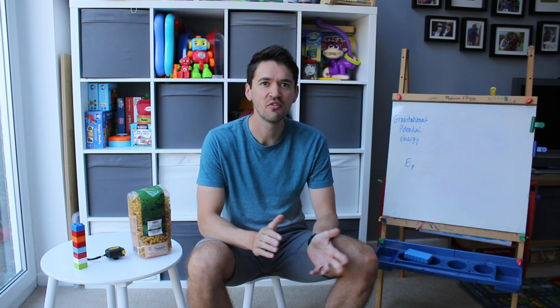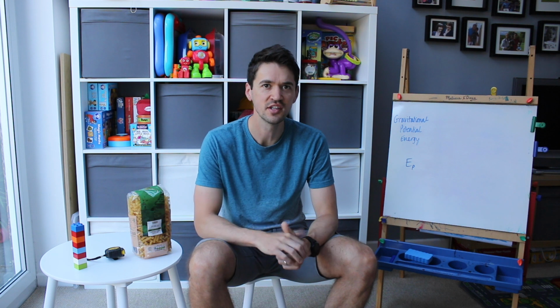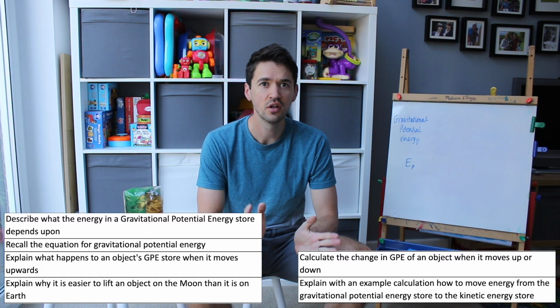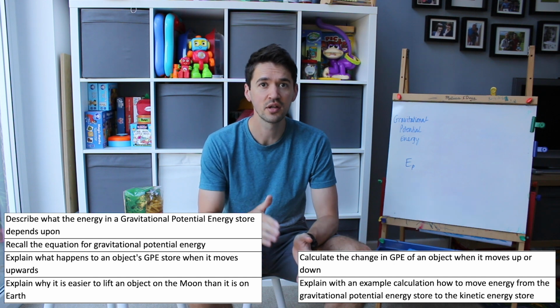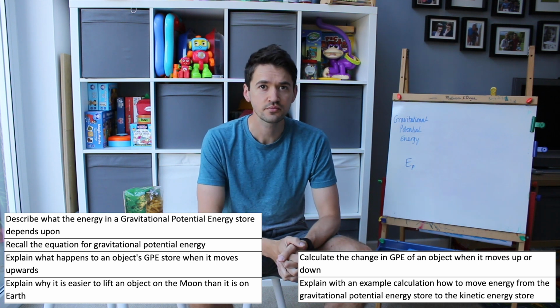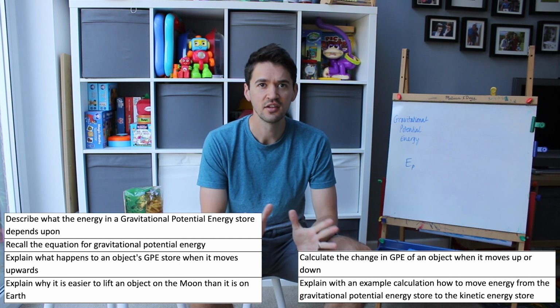This video has everything you need to know about gravitational potential energy for your GCSE. We're going to look at three main things in today's lesson. We're going to learn the equation for calculating the amount of energy in the gravitational potential store of an object. Then we're going to practice a calculation using that equation. We'll look at rearranging the equation, and the final thing we'll do is probably the most complicated thing so far.